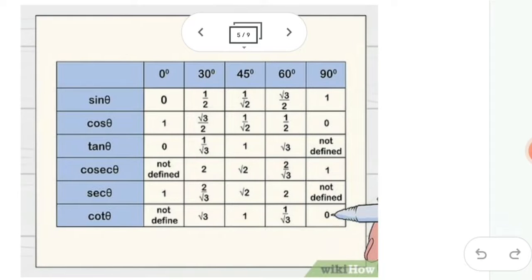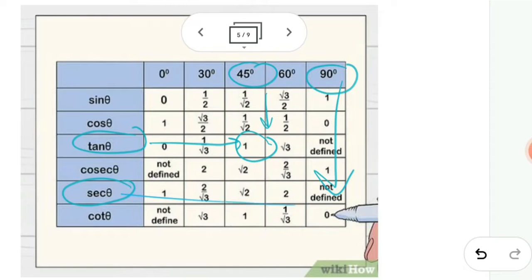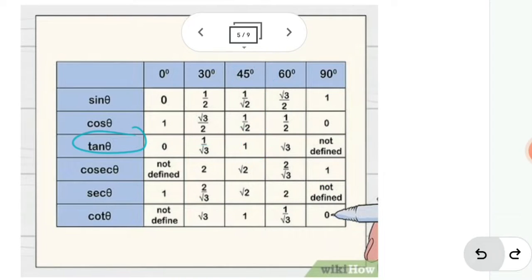Now how we should read this table? This is sine theta, this is 0 degree. It means sine 0 degree is 0. Similarly, tan 45 degree value is 1. So you need to read like this. Secant 90 degree is not defined. So like this we should read this table and use the values of these ratios, these angles in solving various questions. Now how to get these values? It's difficult to remember everything.